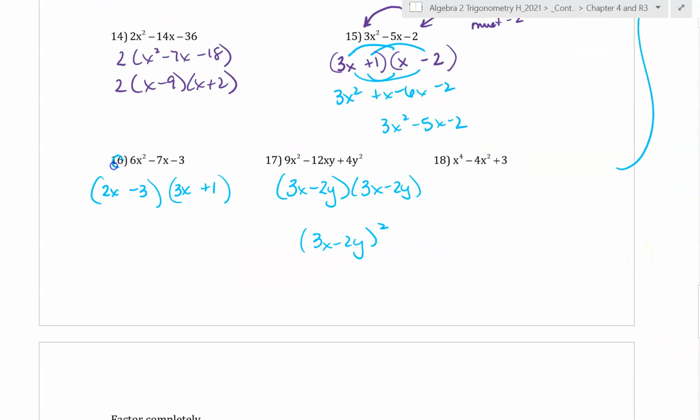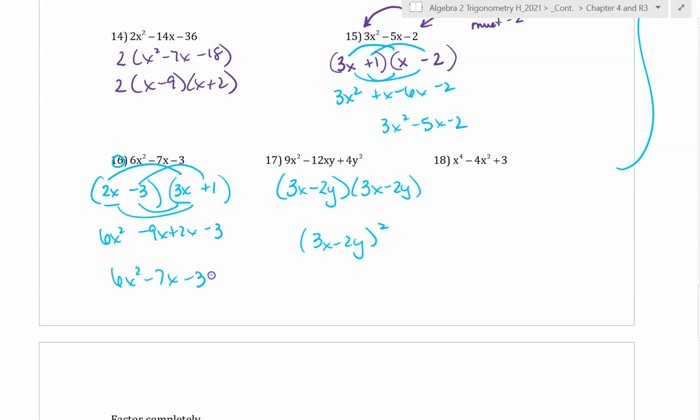16 was really tricky because when we were looking for numbers that multiply to get 6x squared, you could have used 6 and 1 or 2 and 3. Notice I tried 2 and 3, so if you check this, you have 6x squared minus 9x plus 2x and minus 3.